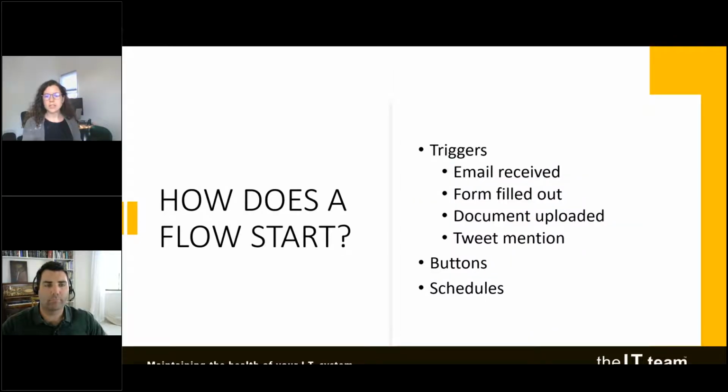So how does a flow actually start? I've touched on the fact that you have triggers. A trigger can be a range of different things depending on what applications you're wanting to tie in. You can use a trigger from when you receive an email, when a form gets filled out, which we're going to touch on briefly in the next slide as well, when a document gets uploaded to somewhere like SharePoint or your OneDrive. It could be things like when your company gets mentioned in a tweet. There's all sorts of things you can use to kick these off.